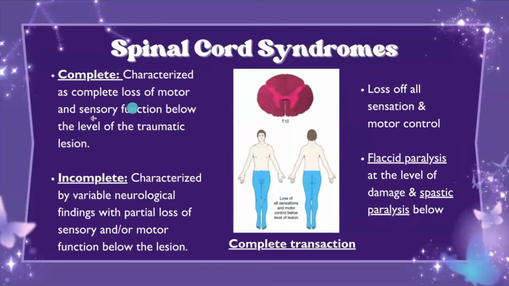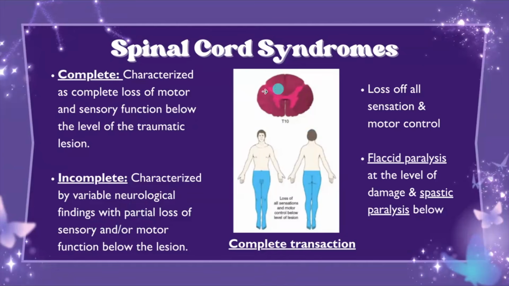We have two different types of spinal cord syndromes. They can either be complete or incomplete. Complete is characterized by, from the name, complete loss of motor and sensory function below the level of the lesion, whereas incomplete is characterized by partial loss of sensory or motor functions below the lesion.